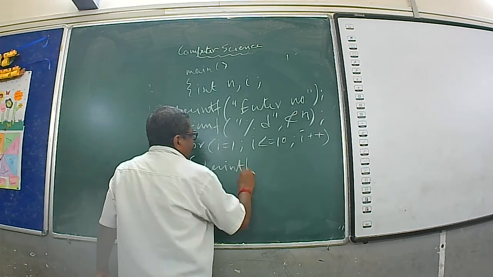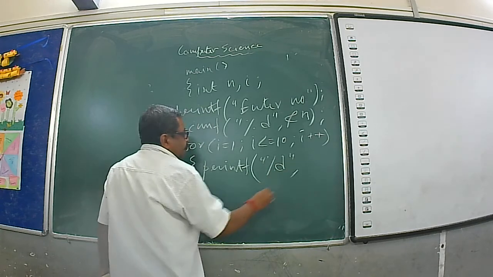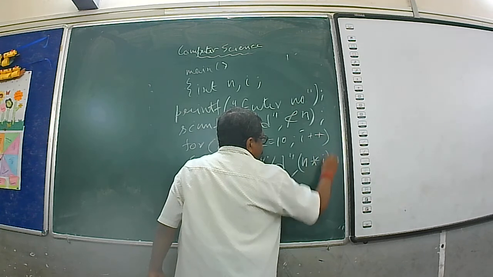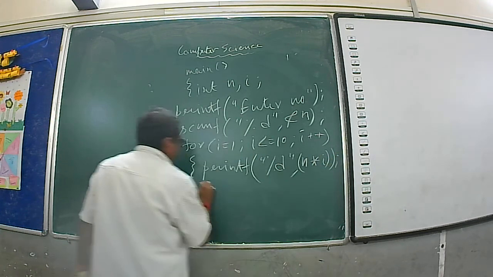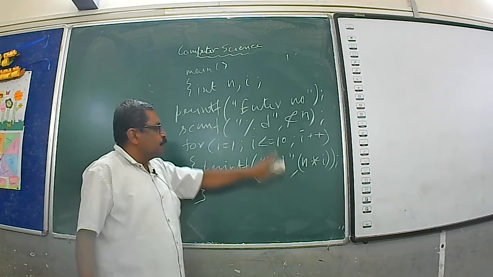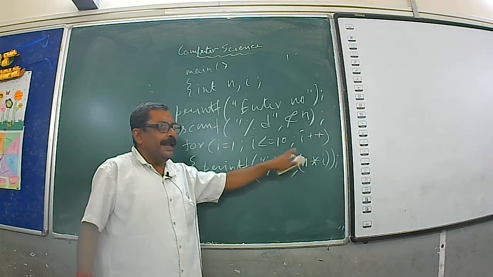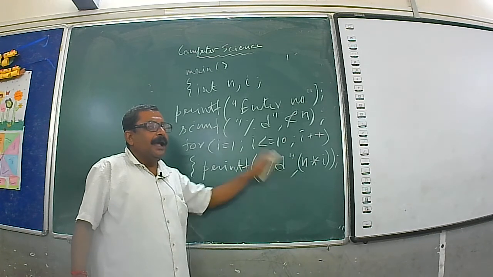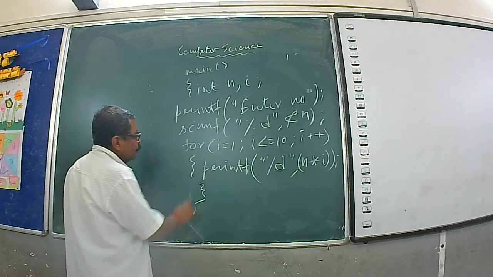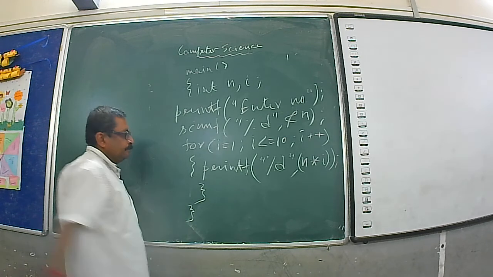Printf percentage d, n into i. So n value is supposed to be 5, 5 into 1, 5 will be printed, 5 into 2, 10, 5 into 3, 15, this way up to 5 into 10, 50. So that is the output. For loop is closed, main closes here.